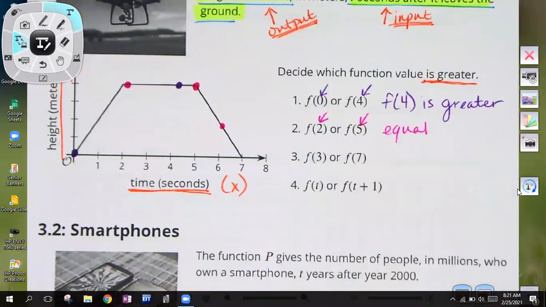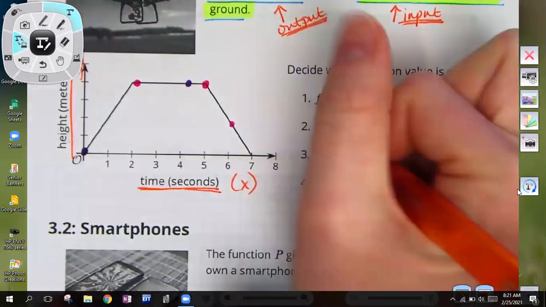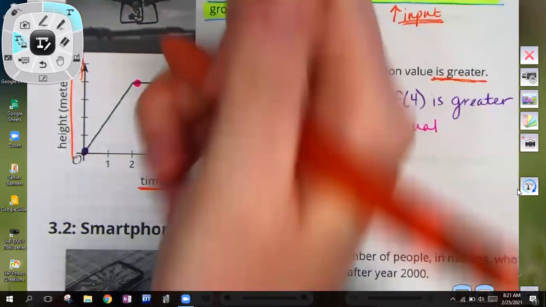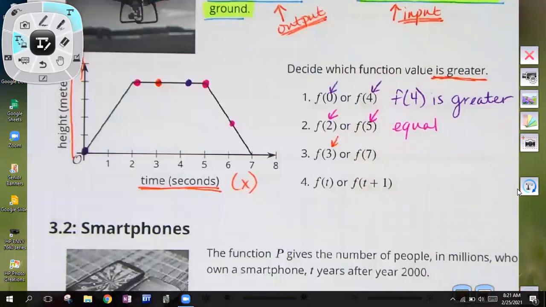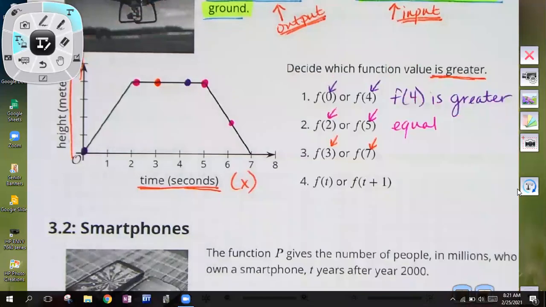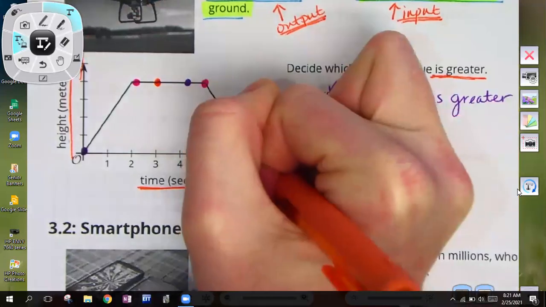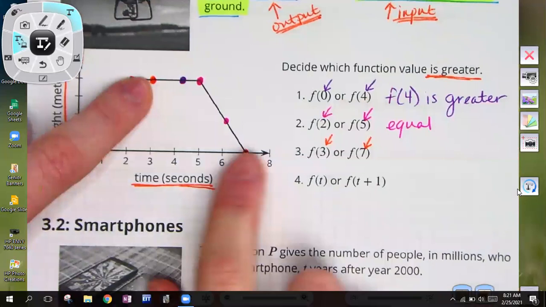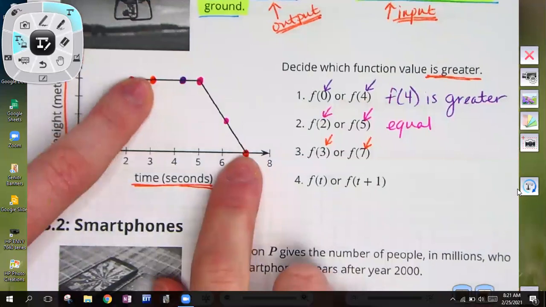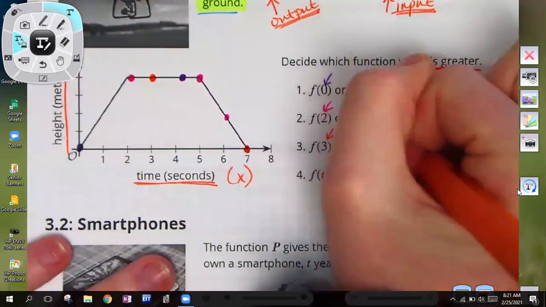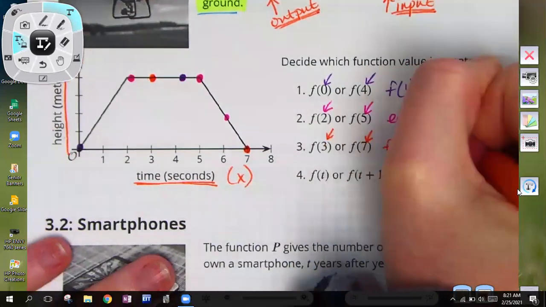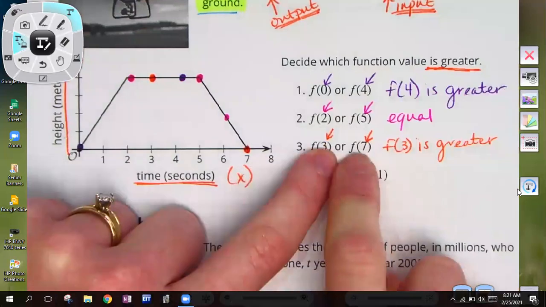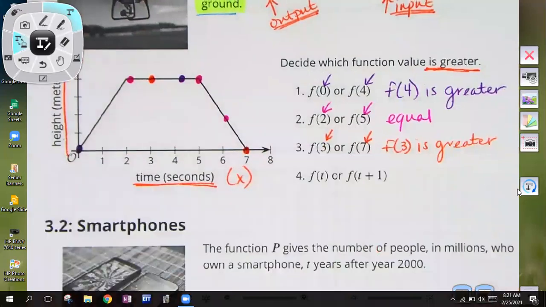All right, now we have f of 3. Okay, so that's going to be up here on this horizontal line up there. And then we have f of 7, which is all the way down here. So we have 3 up here, we have 7 down here. Which one's greater? F of 3 is greater. Okay, so it's not based on these numbers on the inside of it. That just tells you the input. You have to go and find the output of the height and then compare which is greater.